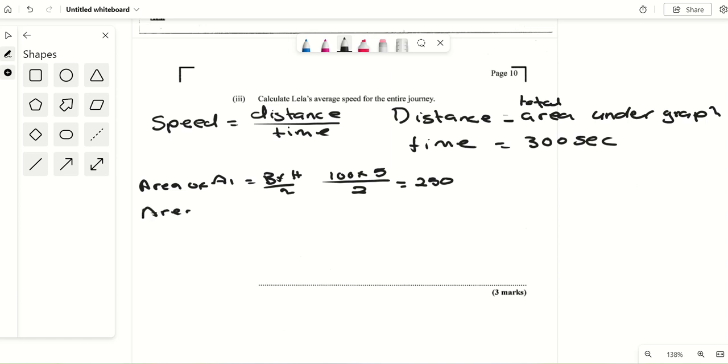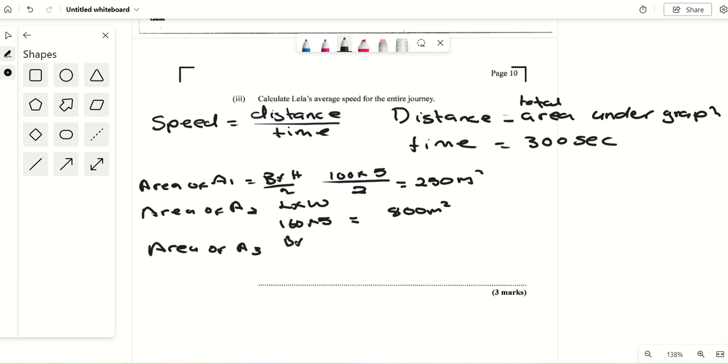Then the area of A2 was a rectangle. Here, length was 160. Length by width, or breadth. Length was 160 multiplied by a width, which was 5, is equal to 800 meters squared. And then area of A3 is your triangle, which is base by height over 2, where my base was 40 multiplied by 5, which was my height, all divided by 2. This is equal to 100 meters squared.